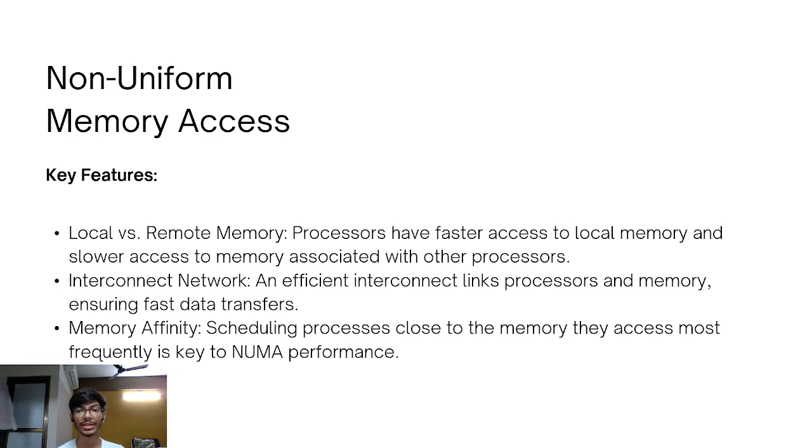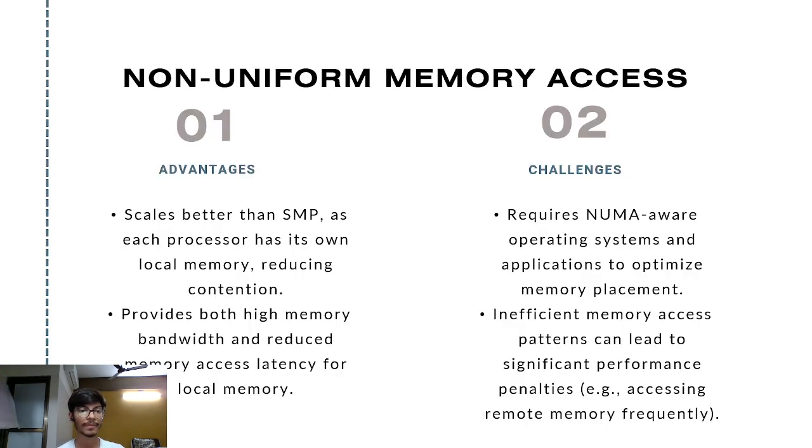Processors have faster access to the local memory and slower access to the memory associated with other processors, through an interconnected network. Efficient interconnect links between processors and memory ensure fast data transfers. Scheduling the processor close to the memory it accesses most frequently is the key to NUMA performance.